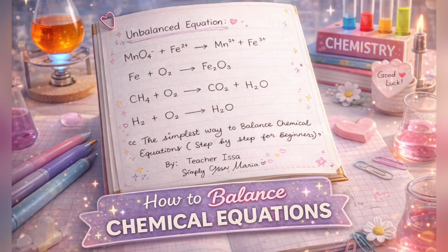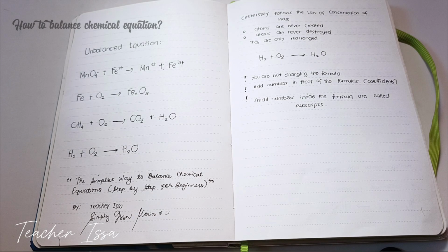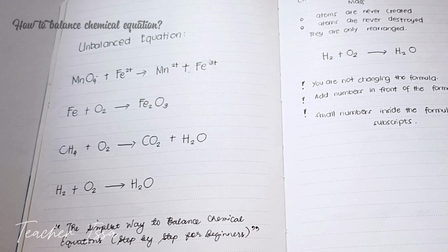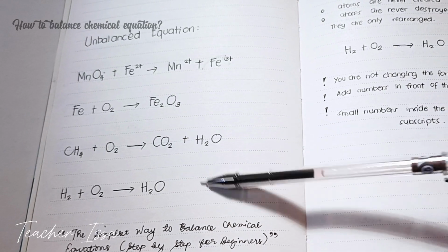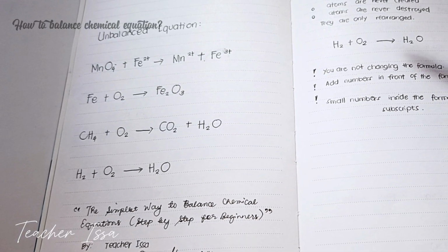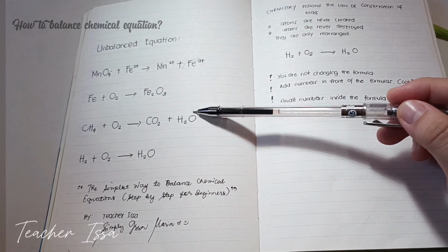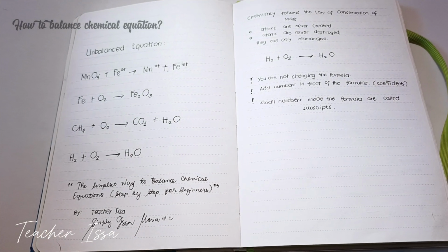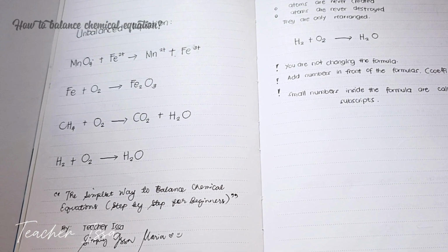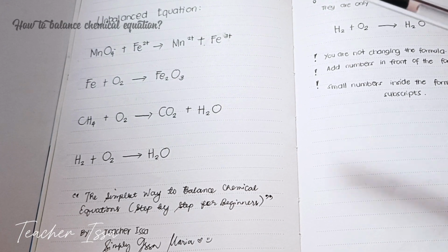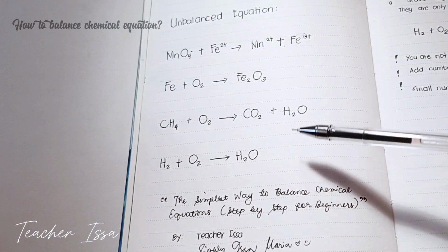Have you ever looked at a chemical equation and thought, how am I supposed to balance this? The numbers feel random, the formulas look intimidating, and suddenly, chemistry feels impossible. But what if I told you that balancing chemical equations is actually just organized counting?